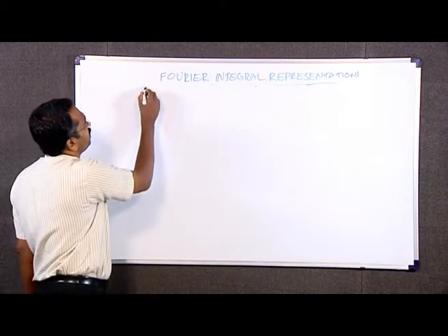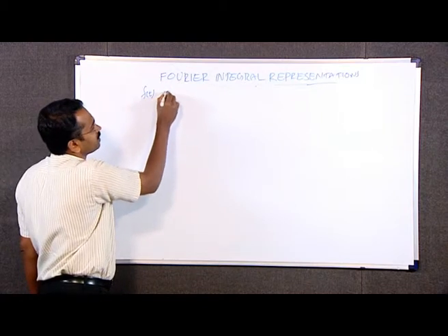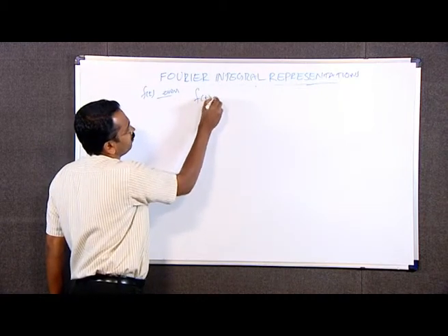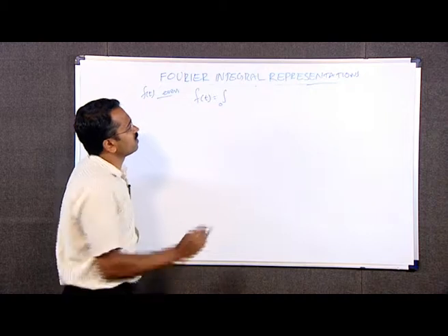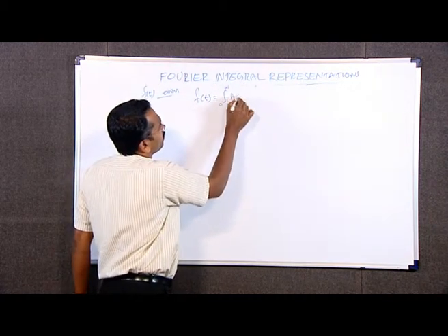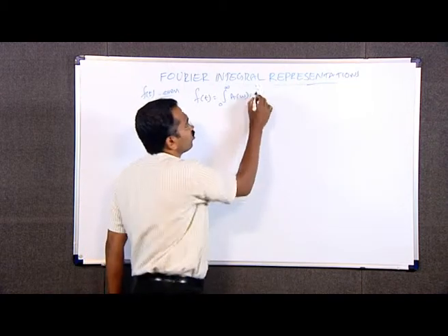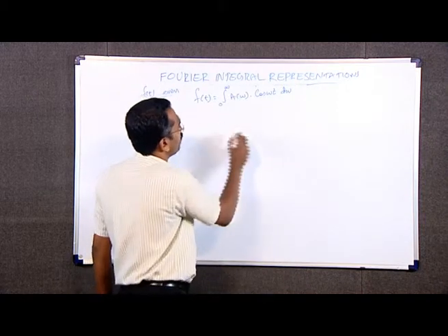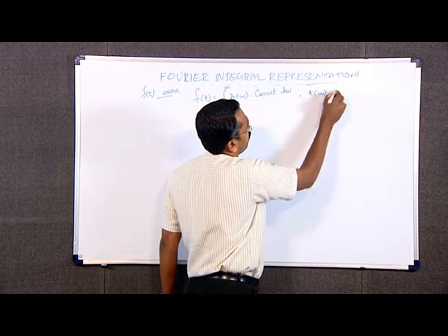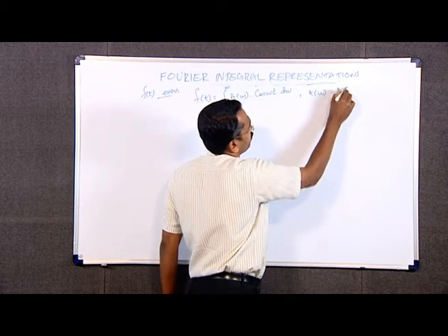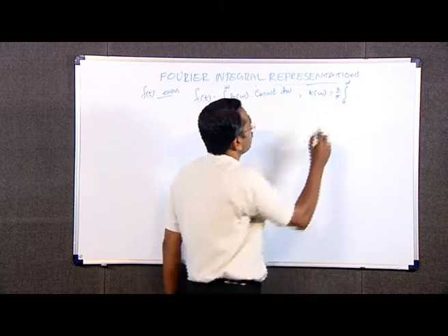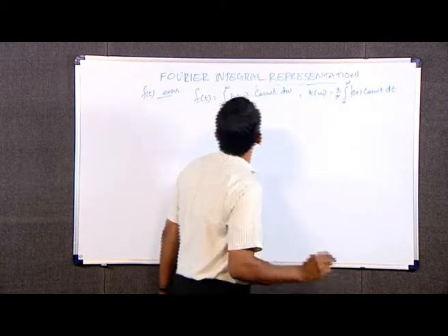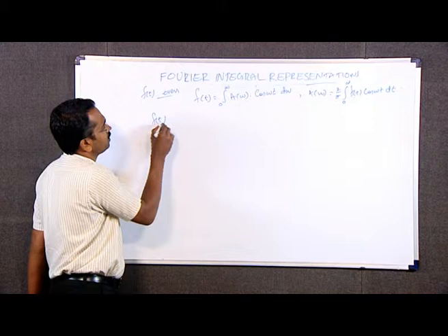If f of t is an even function, then the corresponding Fourier integral representation is f of t equal to integral from 0 to infinity a omega cos omega t d omega, where a omega is given by 2 by pi into integral from 0 to infinity f of t into cos omega t dt.